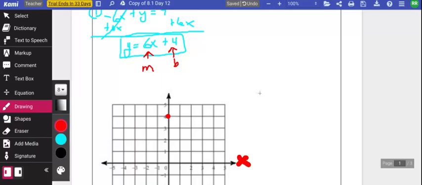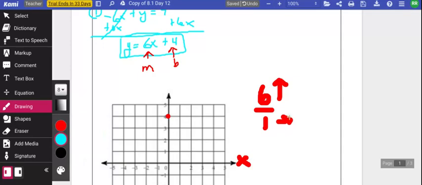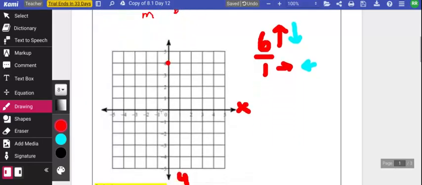And then I move with m. M is 6, or 6 over 1. This would tell me to go up 6 and right 1. And so obviously if I do that, I'm going to be off of the grid. And so let's change the direction of both arrows. Instead of going up, I go down. Instead of going right, I go left. And so from B, if I go down 6, left 1, I will be on the same line. So down 6, 1, 2, 3, 4, 5, 6, and left 1. And so right there would be on the line.